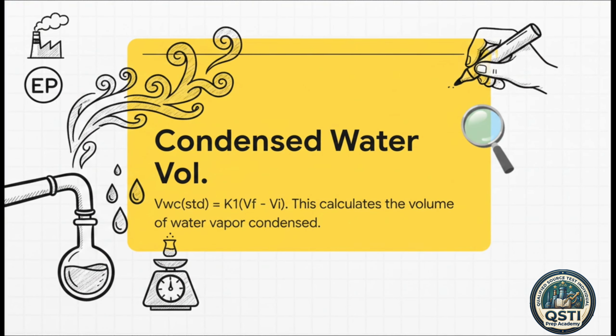First up, equation 4-1. This calculates the volume of water vapor condensed, and the math here is actually pretty elegant. You're simply taking the final weight of the condenser water and impinger, that's your VF, and subtracting the initial weight, VI. Then you just multiply that difference by the K1 constant to correct everything right back to standard conditions.